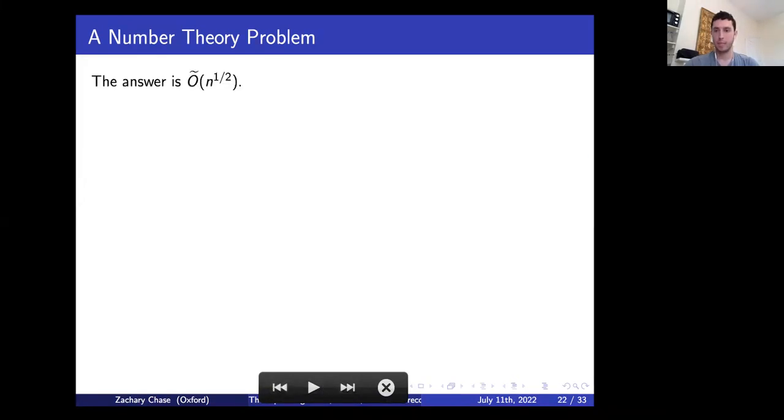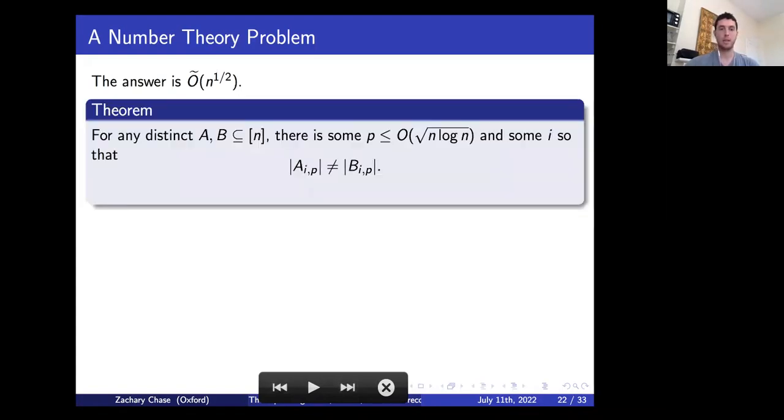Okay, and the answer is basically root n. For any distinct subsets A and B of 1 through n, there's some prime p of size at most a constant times square root of n log n, and some integer i, so that the size of A_{i,p} does not equal the size of B_{i,p}. In other words, the number of things in A that are i mod p is different from the number of things in B that are i mod p. And the proof is actually very short and pretty.